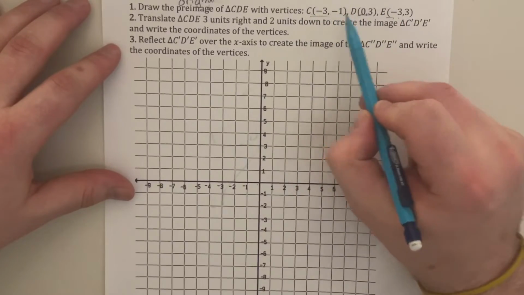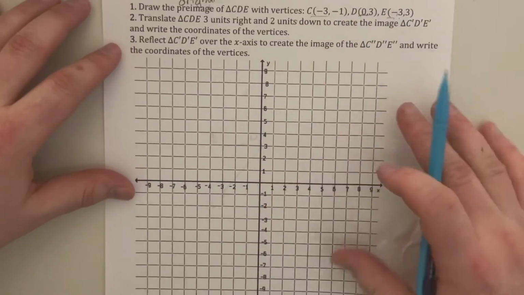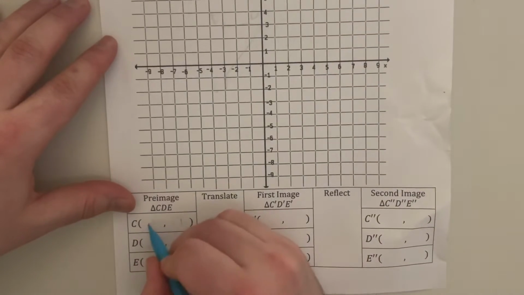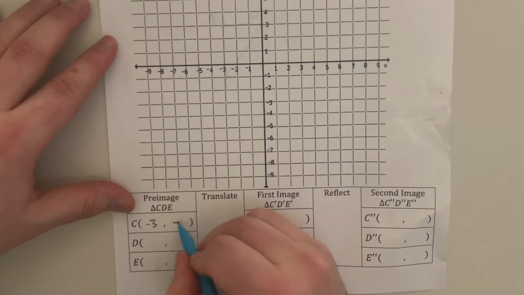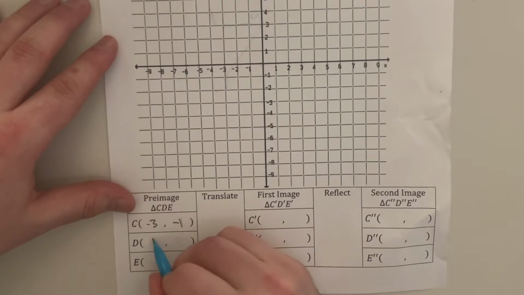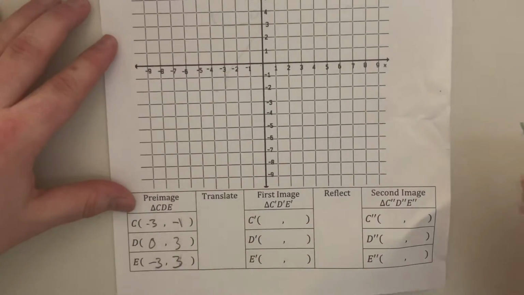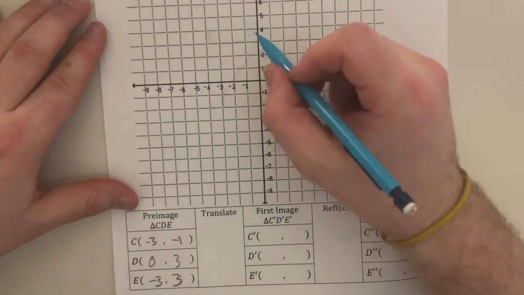So again, we can have these ordered pairs plotted on the graph first. And so that's what I'm going to do. I'm going to graph these points. C is going to be (-3, -1), D is going to be (0, 3), and E is going to be (-3, 3). Make sure you can draw them on the coordinate plane.